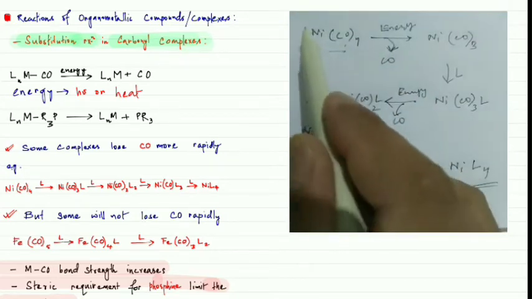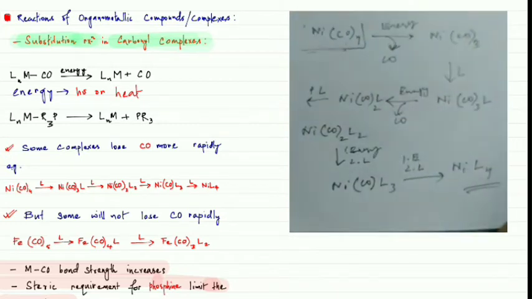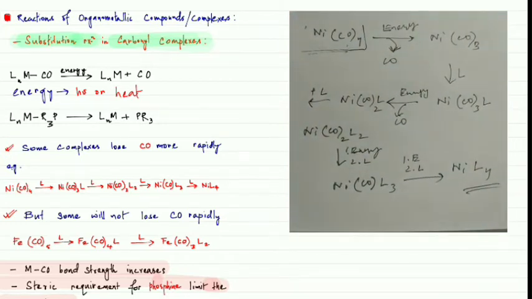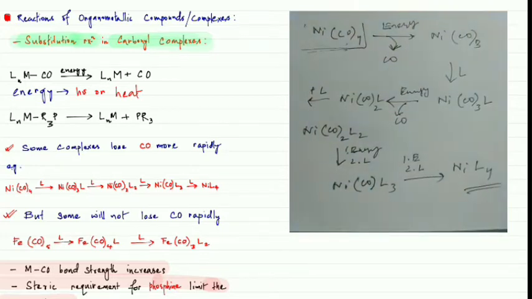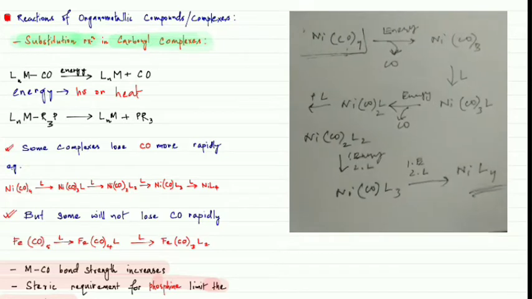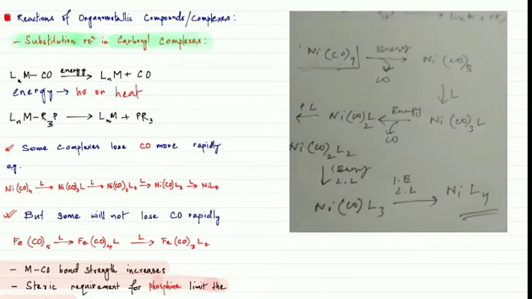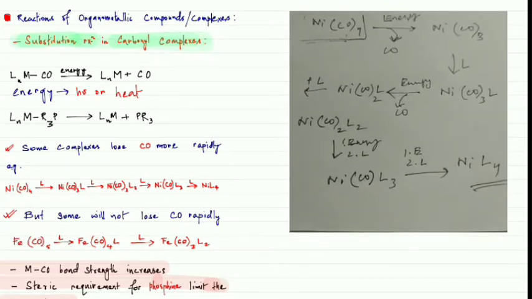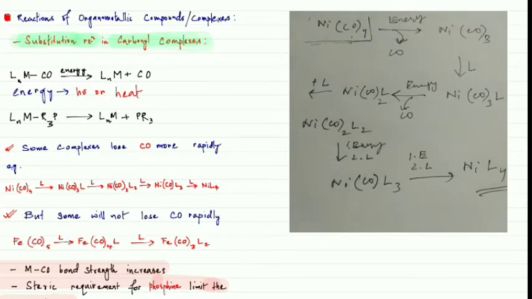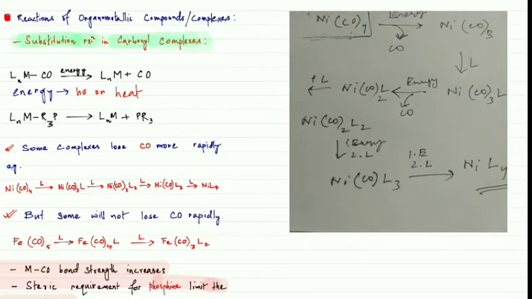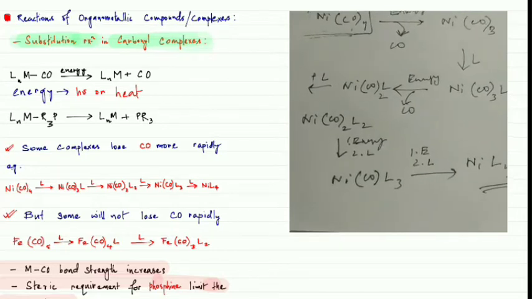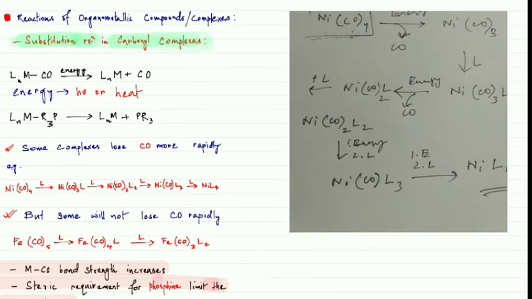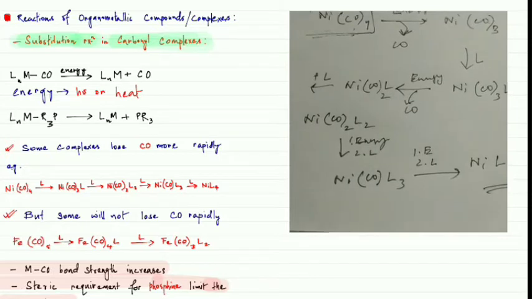In this example, in the case of nickel carbonyl, the substitution process is very fast, because the bond between the nickel and carbonyl is not so strong, so we can easily break this bond by using an appropriate amount of energy in the form of heat or radiation, and we can replace that carbonyl with an appropriate ligand, okay. But in some other cases, like iron pentacarbonyl, it is not so easy to replace the carbonyl. We're going to discuss why we cannot actually replace the carbonyl ligand from iron pentacarbonyl.